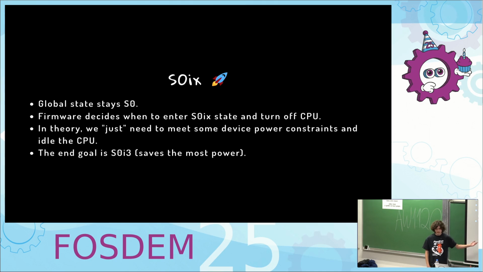As opposed to S3, with S0ix your system is always staying in S0. Your firmware decides when to enter one of the S0ix states and turn off the CPU, depending on some power constraints. And so the end goal is S0i3. That's where your CPU is completely off, and that's the thing that saves the most power.